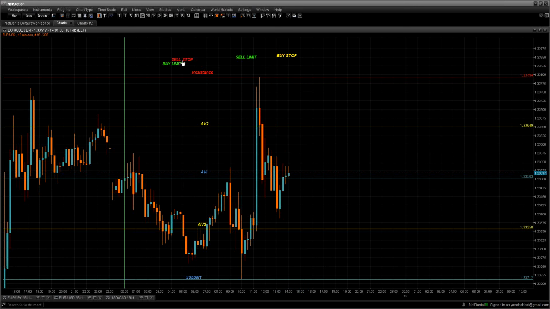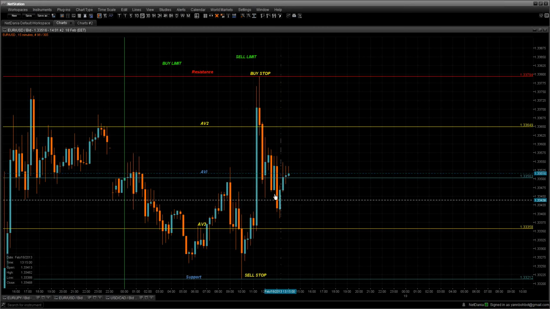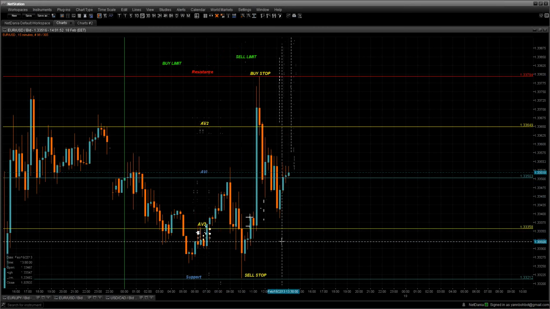Now, if it breaks through the resistance, buy stop. Sell stop. All good? All right. I see that it's at average 1. If it doesn't break average 3, I'm not doing anything. It needs to break average 3. I want to be sure that my strategy will work.